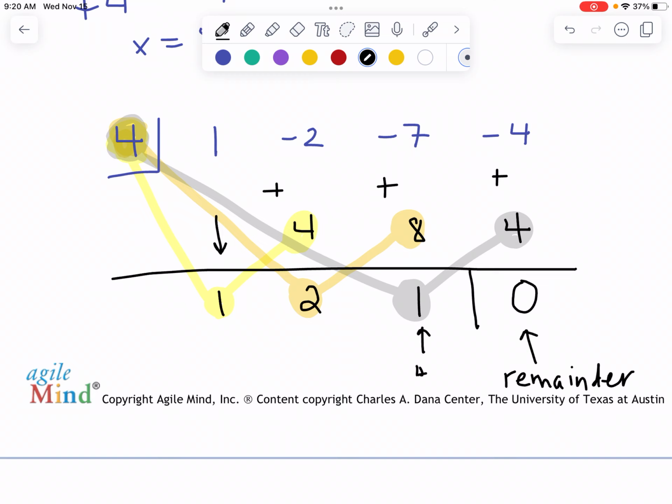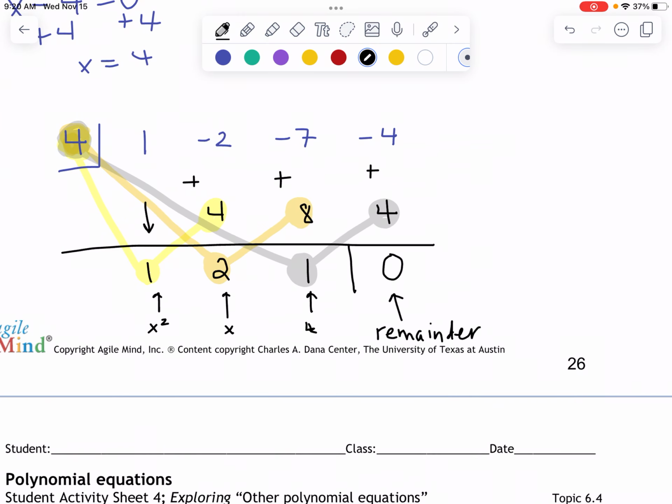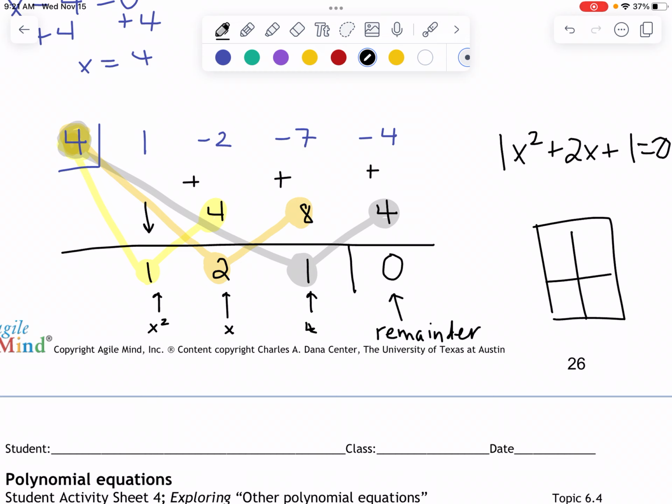Then I have my plain old constant, so my number, I have my x term, and I have my x squared term. So just like before, same problem, I'm getting 1x squared plus 2x plus 1 as my answer. And then from here, just like in that previous problem, I could box method it up in order to factor that and again find that my factors are 4 and negative 1.